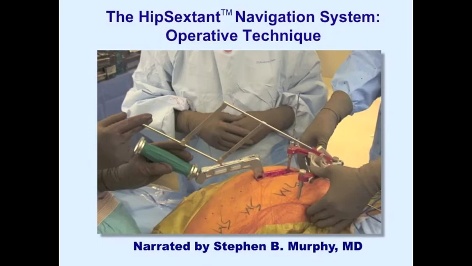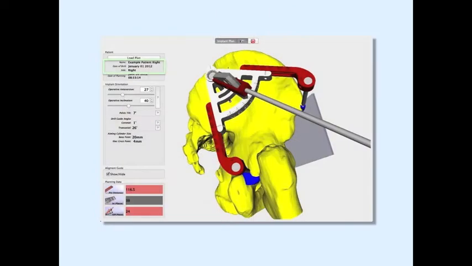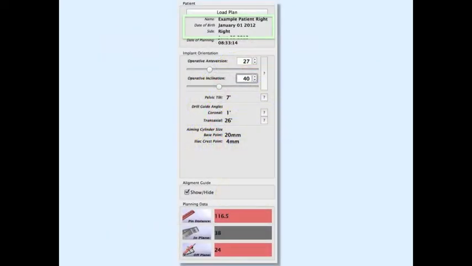The purpose of this video is to give detailed instructions to the surgeon about the operative technique for the HipSextant navigation system. After confirming that the plan is showing the correct patient and the correct side, the next thing that you should notice is the default cup orientation set up for the patient.